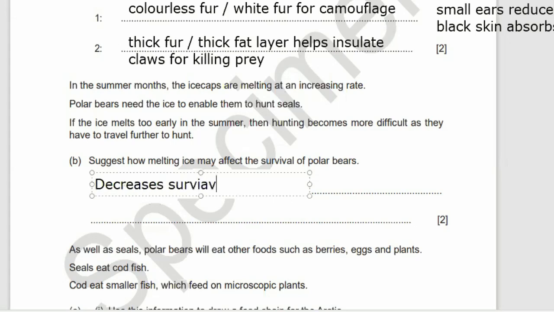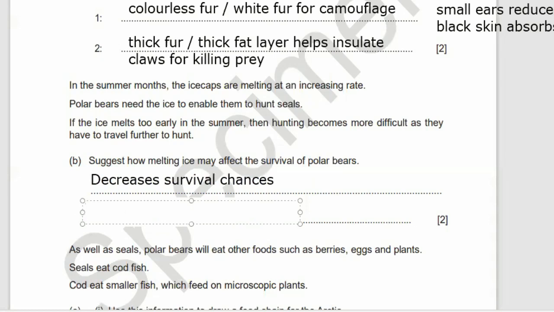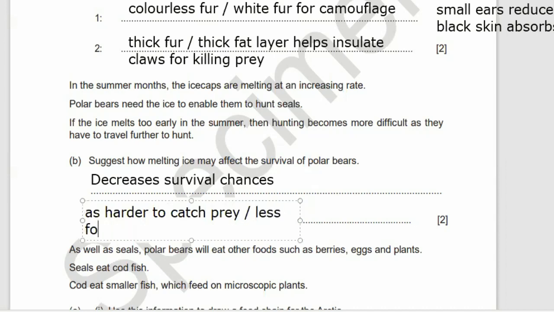Decreases survival chances. It actually makes it harder for them to survive, or less likely for them to live. So you can put anything along those lines to suggest more polar bears will die. Decreases survival chances as it's harder to catch prey, which is the seals. So less food, less chance of survival.